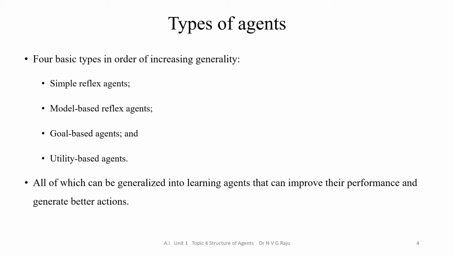Types of agents. There are four basic types of agents in order of increasing generality. The first one is the simple reflex agent. The second one is the model-based reflex agent. The third one is the goal-based agent. Finally, the fourth one is the utility-based agent. All of these agents can be generalized into learning agents to improve performance and generate better actions. Let us discuss them one by one.